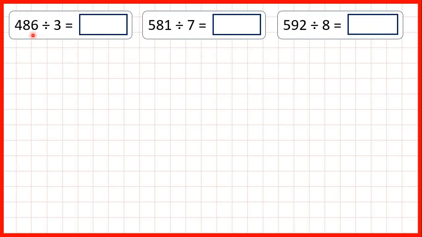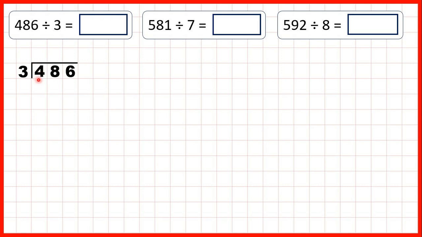Now let's divide using expanded division. So first we have 486 divided by 3. So we can set the question out like this with our divisor on the left. First, we need to start by dividing the digits in the larger place values.